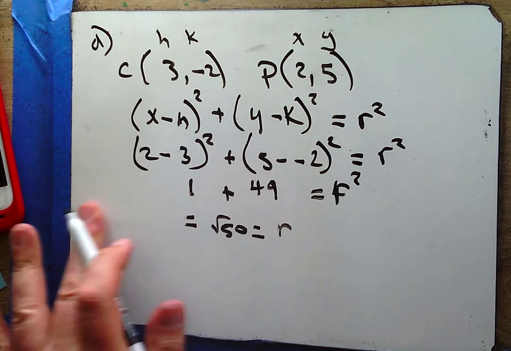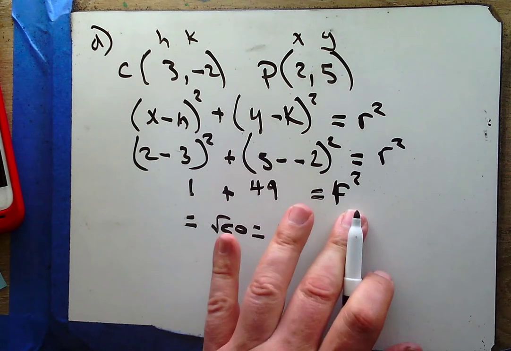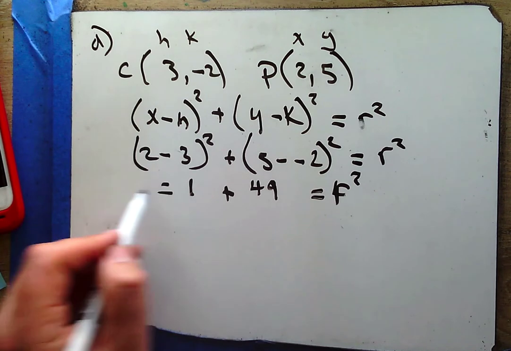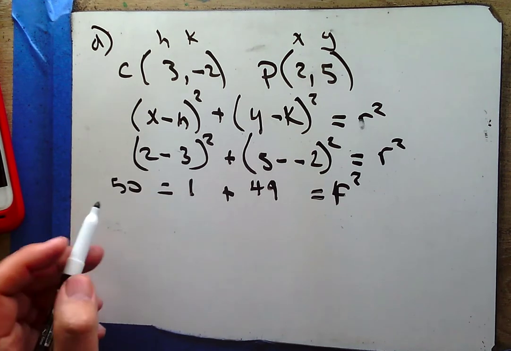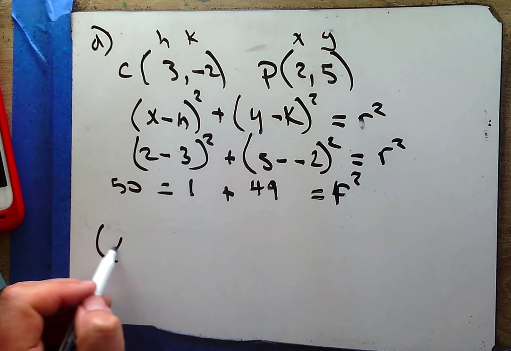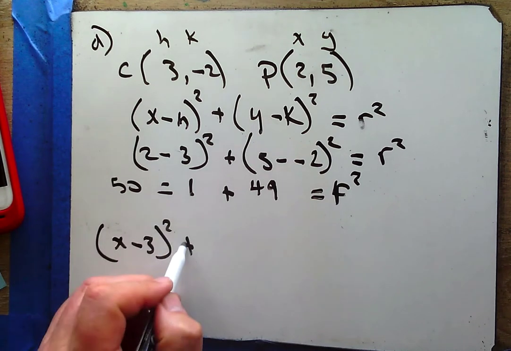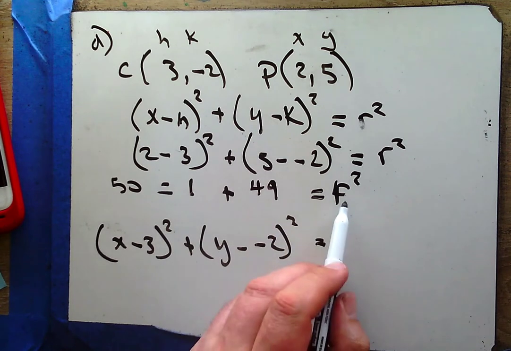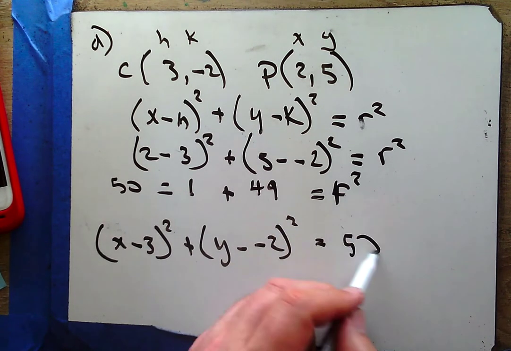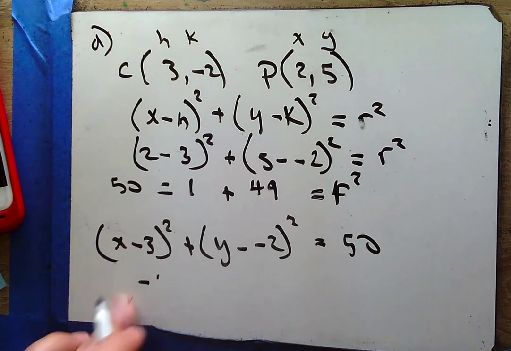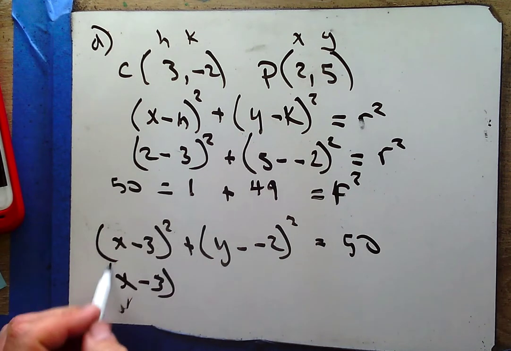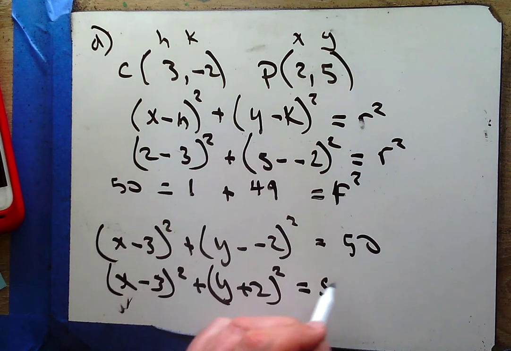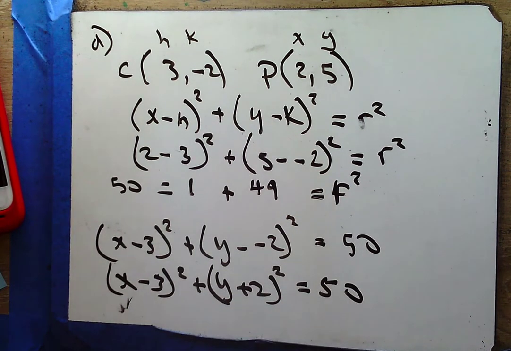Actually, for this use, I want that, because really what I want is r squared. So I don't even need that. I just need r squared is 50. So then the equation of the circle will be x minus 3 squared plus y minus negative 2 squared equals r squared, which is 50. So x minus 3 squared plus y plus 2 squared is 50, the equation of that circle.